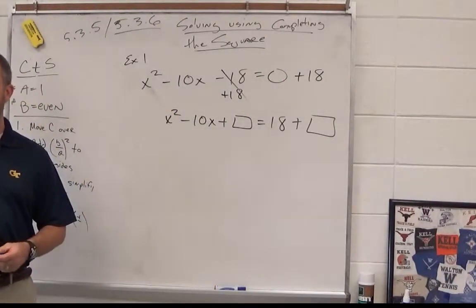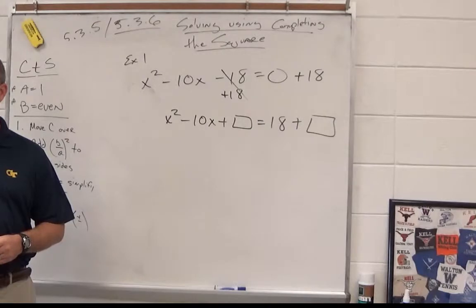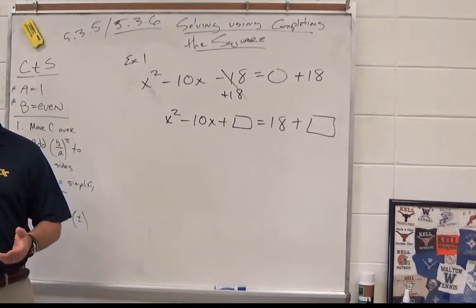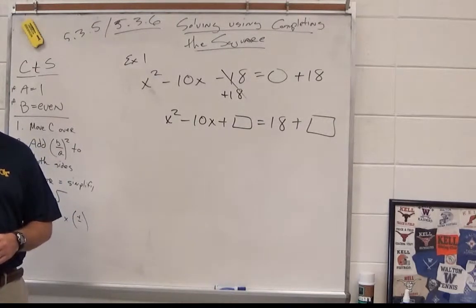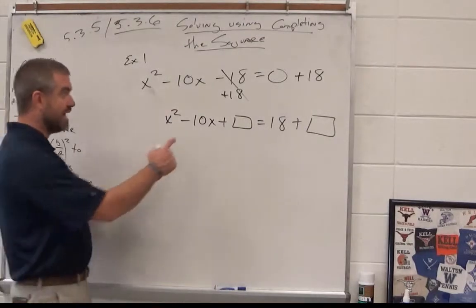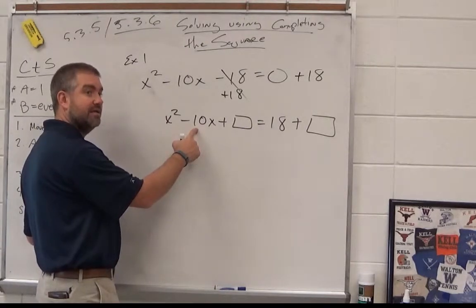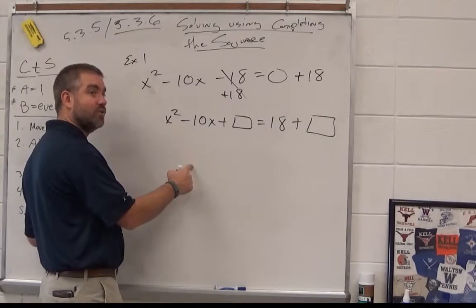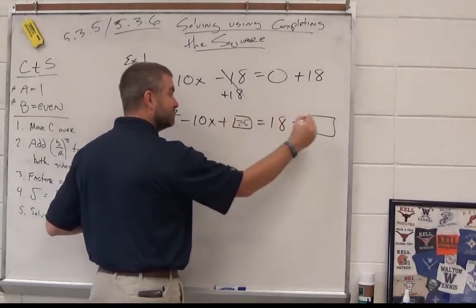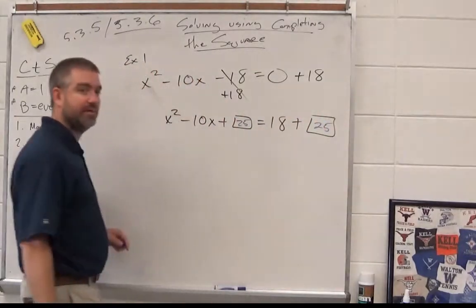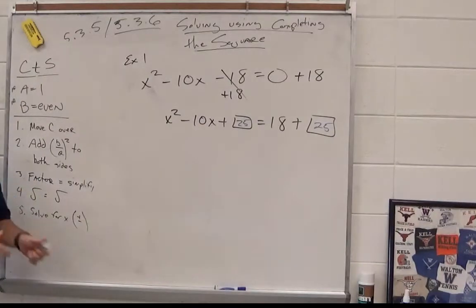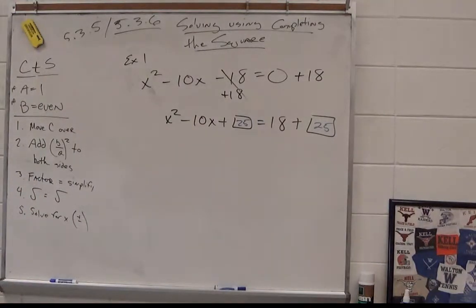Anybody? Negative 25. It'll always be positive, and the answer is 25. Does everybody agree with that? Yes. What's half of negative 10? Negative 5. What's negative 5 squared? 25. So I add 25 to both sides. That's the magic number. That's the number that allows me to create a perfect square trinomial.